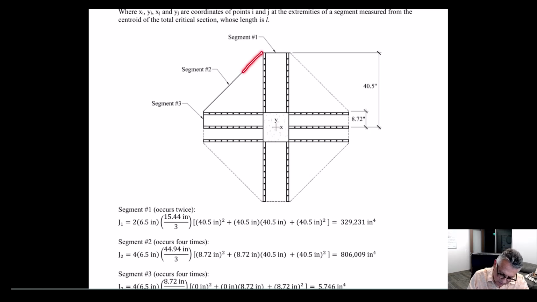Let's look at segment two. Segment two is this, and it occurs 4 times. It's there, there, there, and there. Okay, so that's the 4 times D. We'd already calculated that the length of that segment, interestingly enough, in any one of these directions was 44.94 inches. Didn't matter that this had 2 and this had 3.